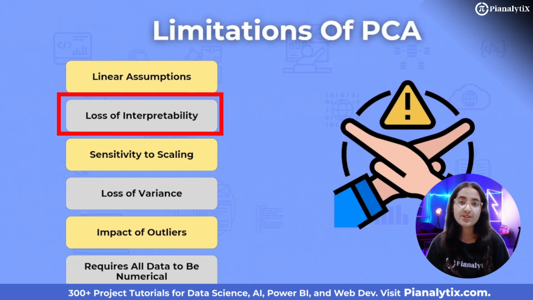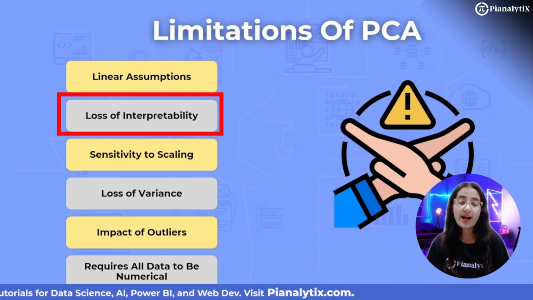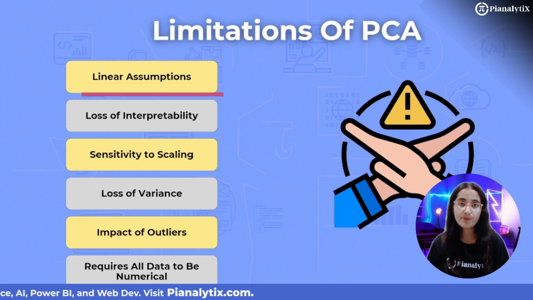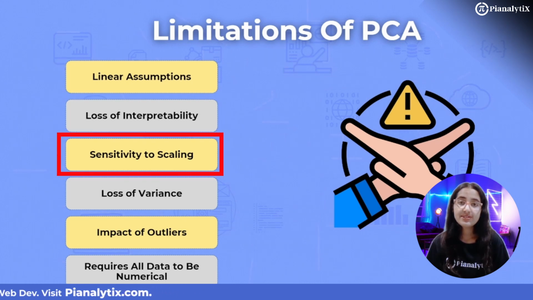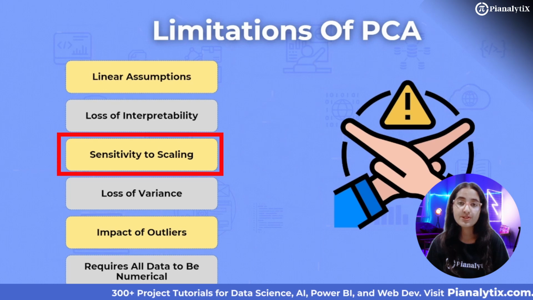Second, loss of interpretability. While PCA reduces dimensions, the new principal components are often difficult to interpret. Unlike original features like age or income, the components don't have any direct real-world meaning. Third, sensitivity to scaling. PCA is sensitive to the relative scaling of the data.